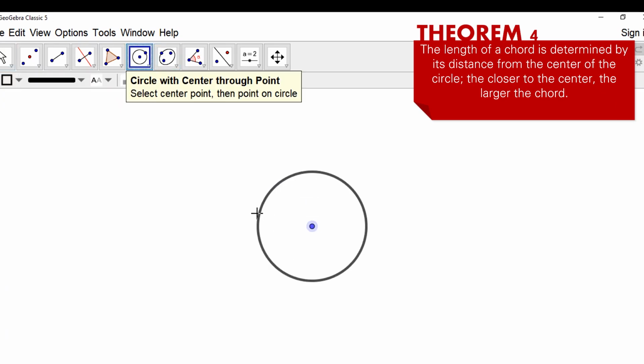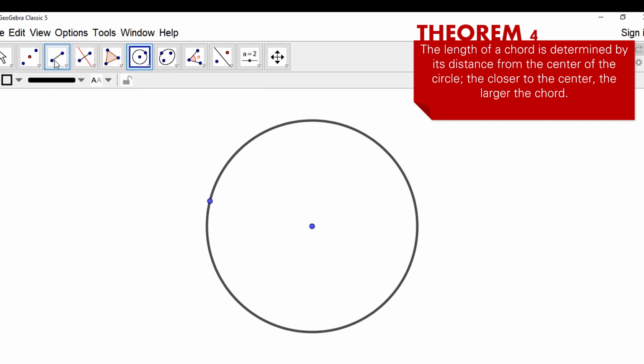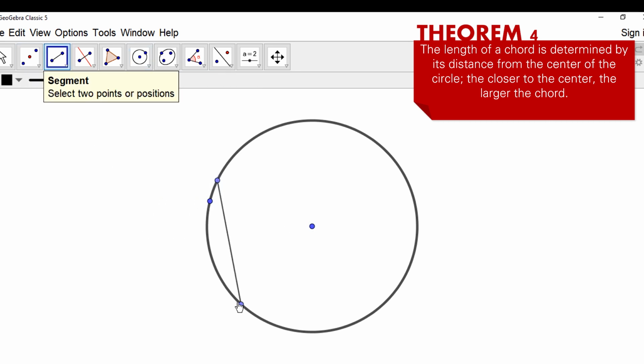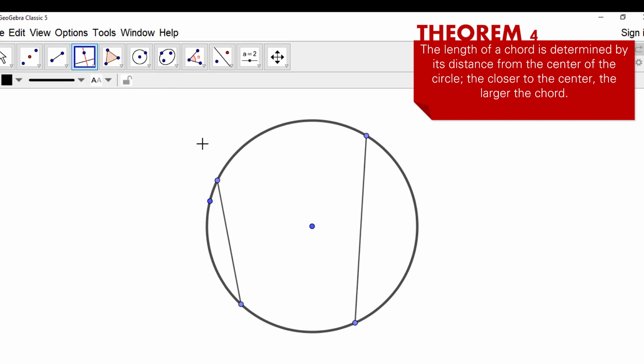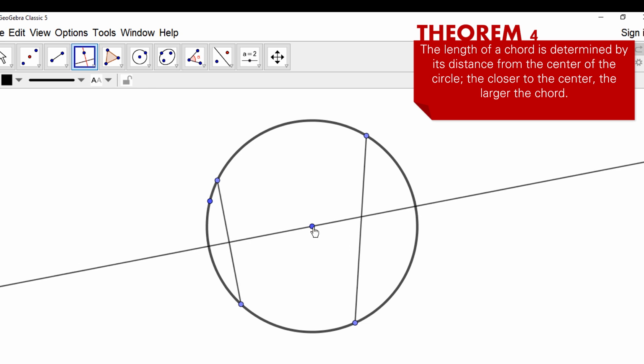Let's have this one. Let's create two chords. Now, para mas makita natin, kuhanin natin yung distances nitong mga chords na to relative to the center. Distance nitong mga chords na to sa center. And to do that, we will be going to get the perpendicular distance of the chord to the center. So, kunin ko lang yung intersection.